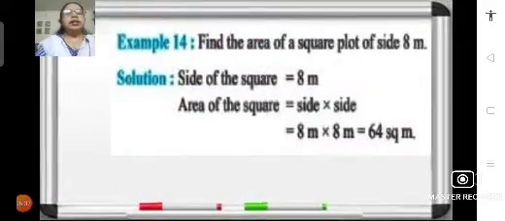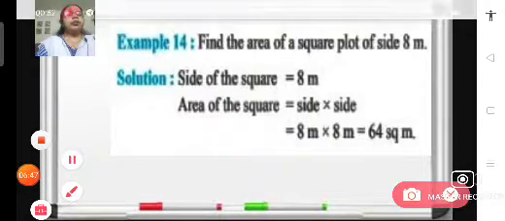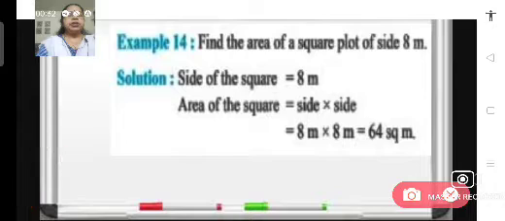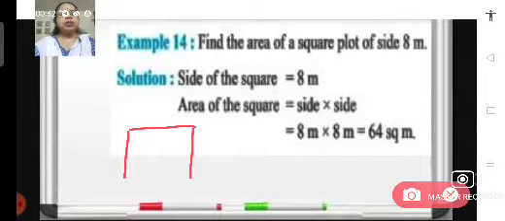Now let's look at this example to find the area of a square. Find the area of a square plot of side 8 meter. So we have a square plot having each side as 8 meters.